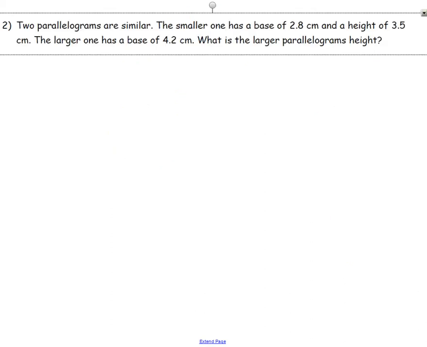All right, number 2. Two parallelograms are similar. A smaller one has base 2.8, height of 3.5. Larger one has base 4.2. What is the larger one's height? So what's going on here? Proportions. Why is it proportions? Because it says they're similar and it says we're comparing, and it doesn't talk about scale factor and changing the area, so we can assume this is just going to be an easy proportion problem.